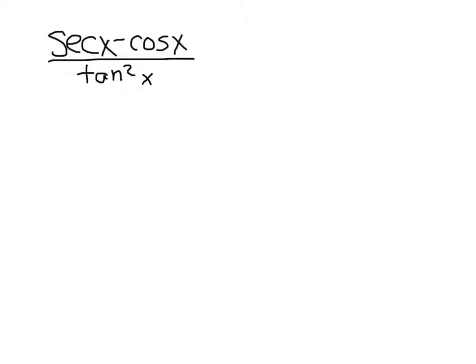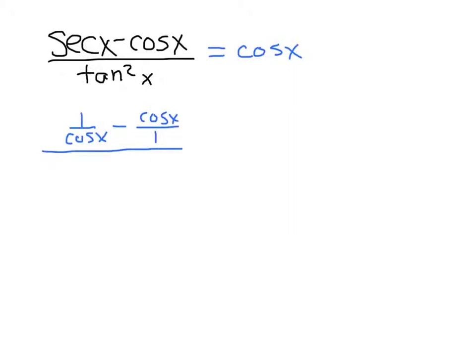So on this one, I'm looking at secant x minus cosine x over tangent squared x, and I'm going to try to prove that this is equal to cosine of x. And in this case, since the right side is a lot simpler than the left side, I'll probably just work on one side until I can get it all the way down. And so one of the general strategies is to write everything in terms of sine and cosine. So I'm going to write secant as 1 over cosine minus cosine, which is cosine over 1, and that's over tangent squared.